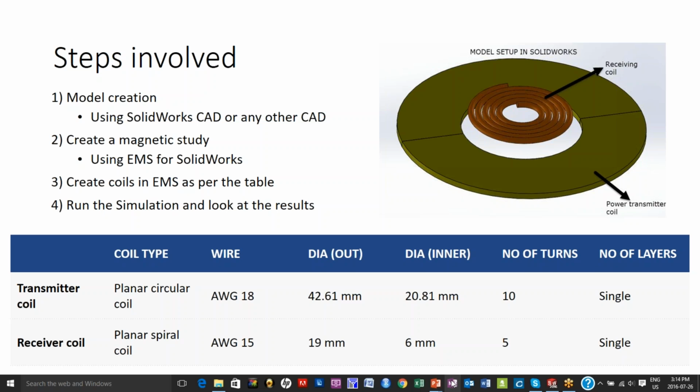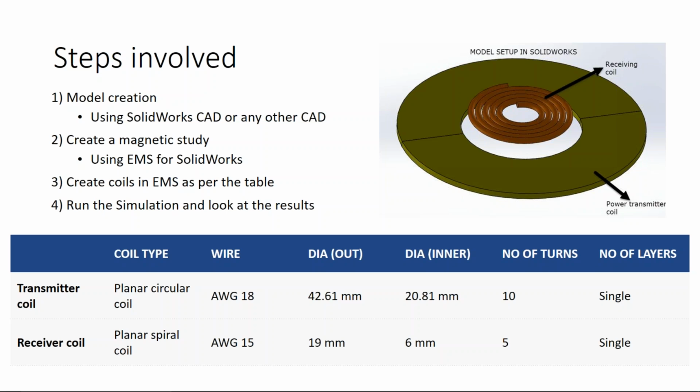The receiver coil, on the other hand, is going to be a spiral coil, as you see here in the solid geometry. It's going to have a 15 wire gauge material made of copper again. The inner and outer diameter are specified here, and we're going to have 5 turns of the coil. So we're going to study and understand how effective this particular configuration is for wireless power transfer.